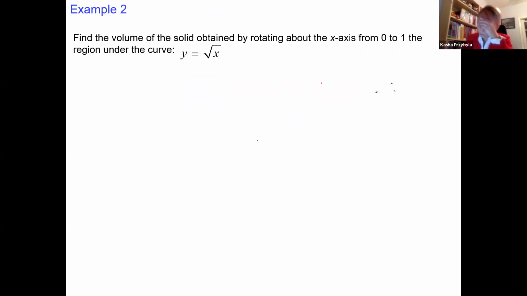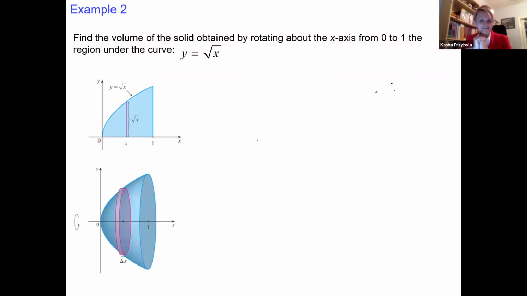Now we have to imagine something. We have a function square root of x, from 0 to 1, of course above the x-axis. That's the region. Now what I'm doing is taking this blue part and swiping it around the x-axis. You can probably imagine that we will get something like that.